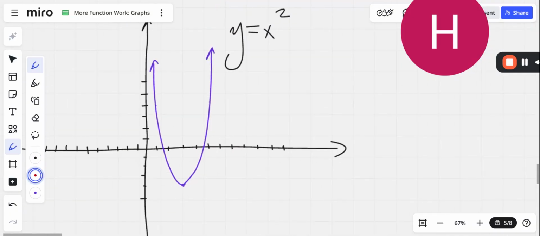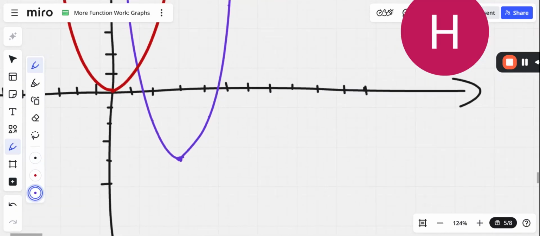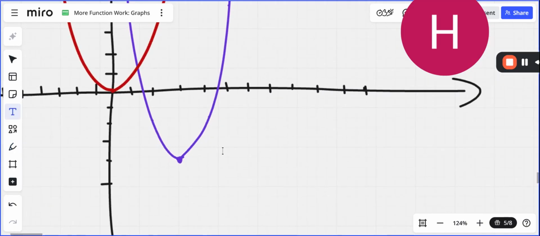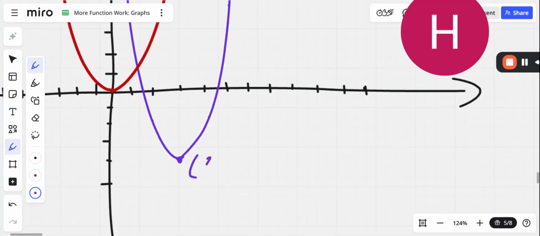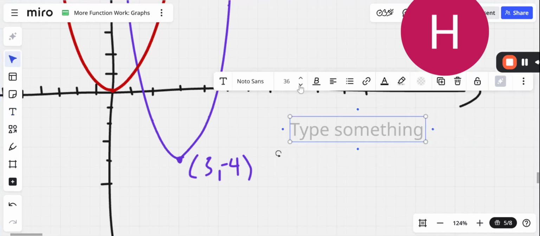We'll see. So we notice that this vertex location is 3, negative 4. And that immediately tells us something about the transformations. That means this graph has been shifted to the right by 3, and it's shifted down by 4.